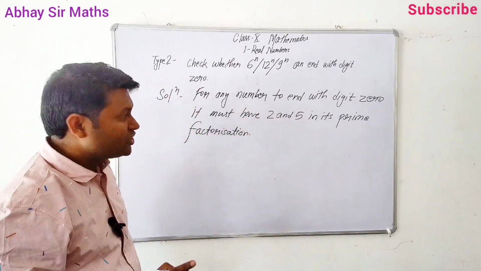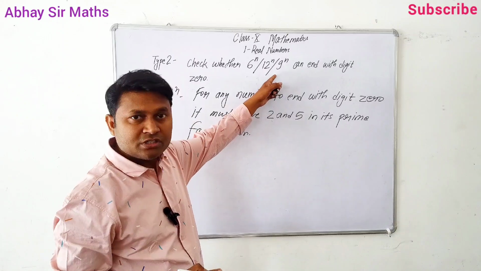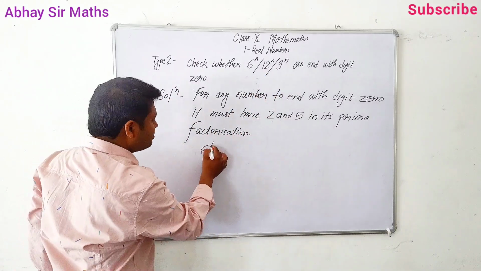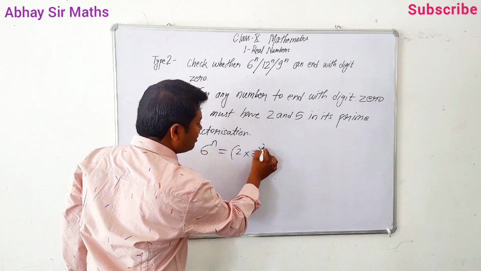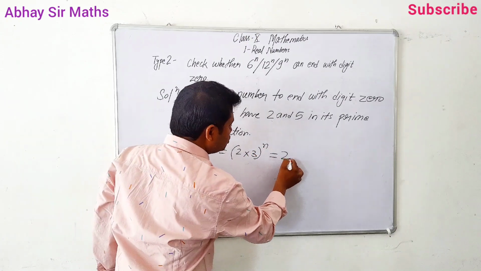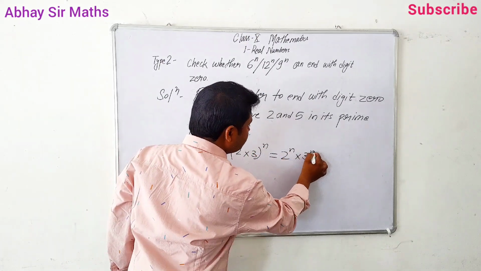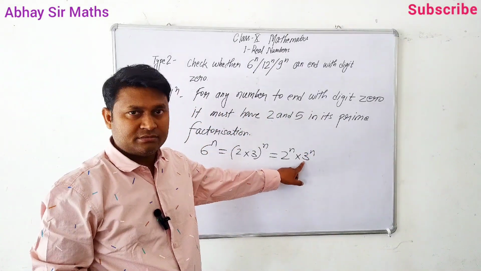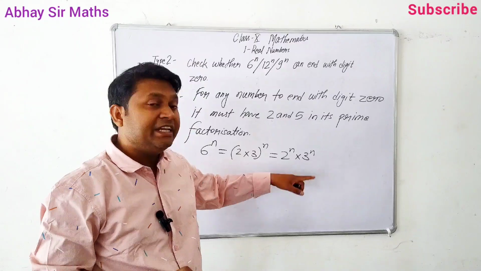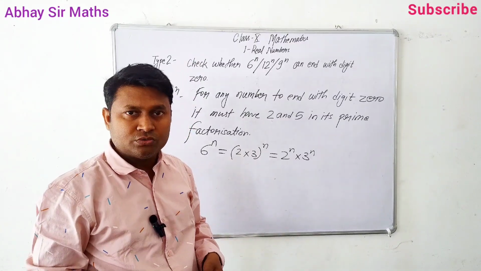Okay, now let us check the prime factorization of these numbers. So 6 to the power n is what? 2 into 3 to the power n. That is 2 to the power n multiplied by 3 to the power n. There is no 5 here. Hence, it will never end with digit 0.